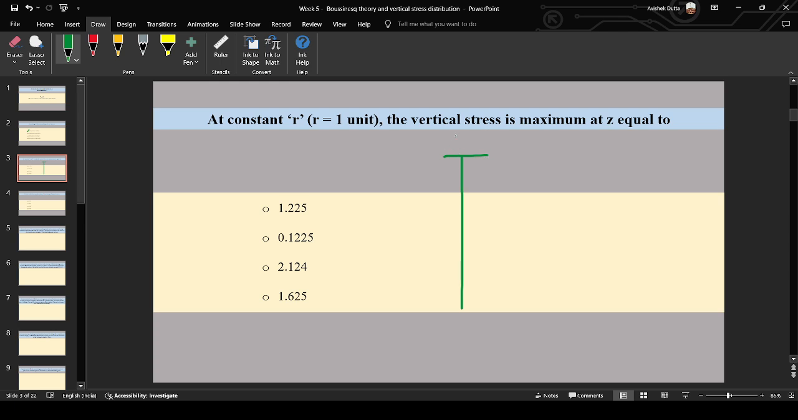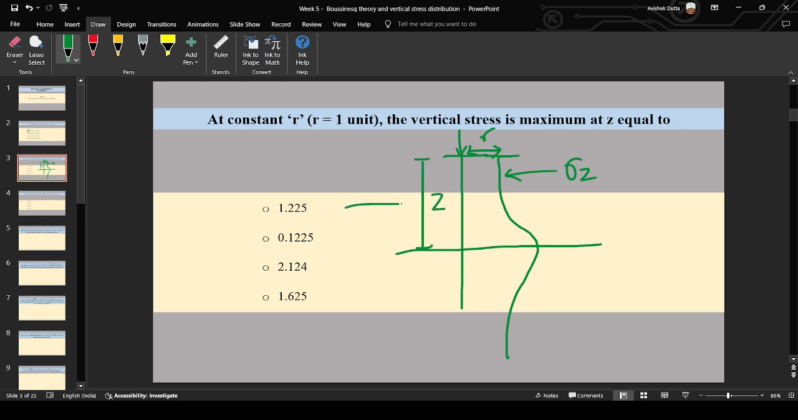So if this is the load acting over here at this point, and this is the radial distance r, this is the point where I'm considering. At this radial distance, first the stress remains constant, it increases gradually, at a certain point it becomes maximum, and then it again follows the same path. So at the point where the stress is maximum, this is the vertical stress, sigma z. This depth z is equal to 1.225. You can follow any standard textbook of soil mechanics, you will get the same derivation.